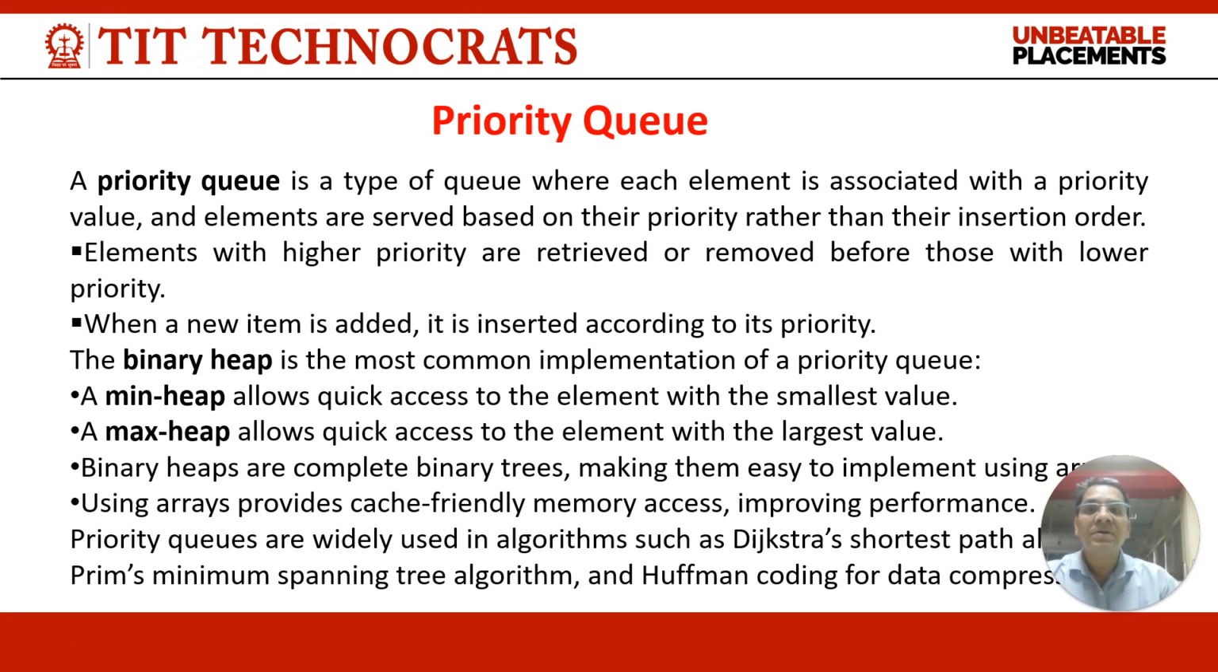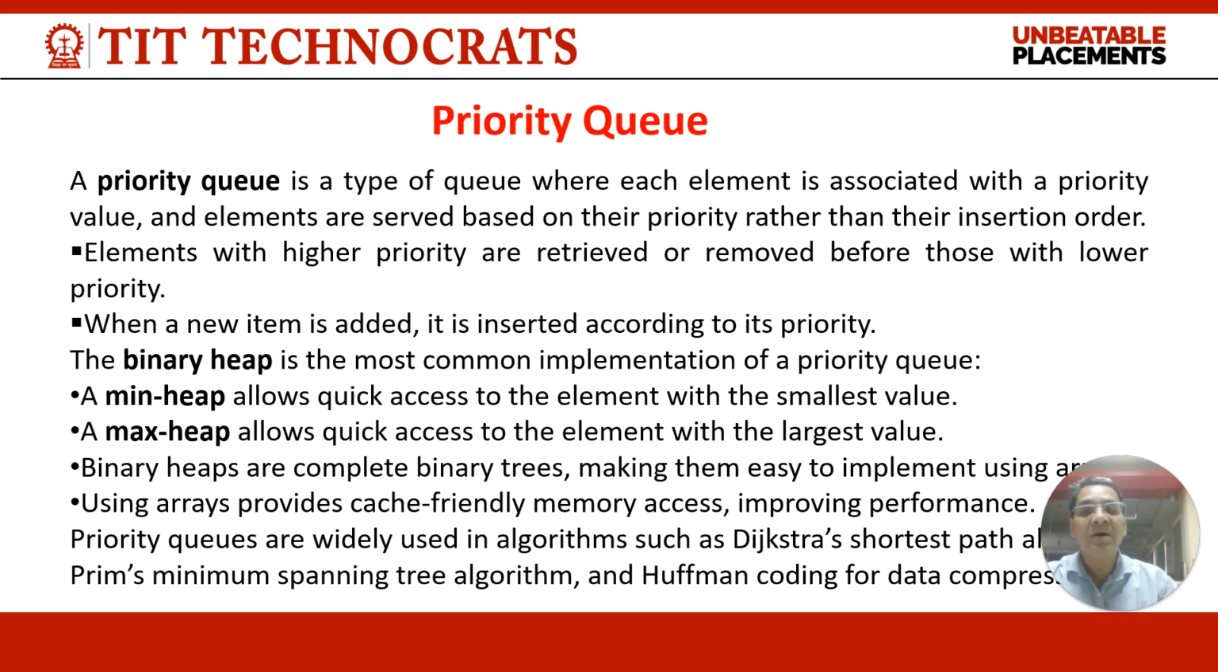The next version of the queue is the priority queue. A priority queue is a type of queue where each element is associated with a priority value and elements are served based on their priority rather than their insertion order. Elements with higher priority are retrieved or removed before those with lower priority. When a new item is added, it is inserted according to its priority. The binary heap is the most common implementation of a priority queue.